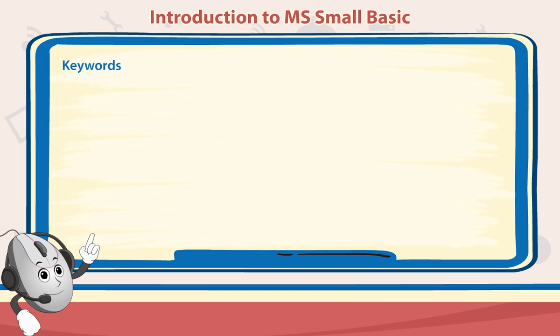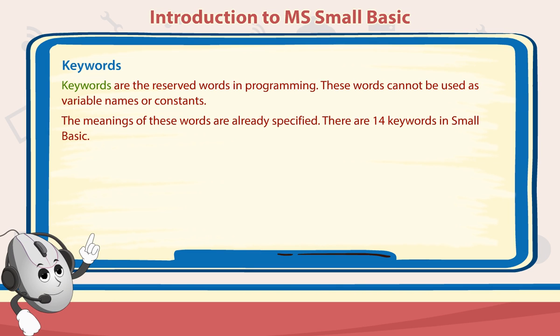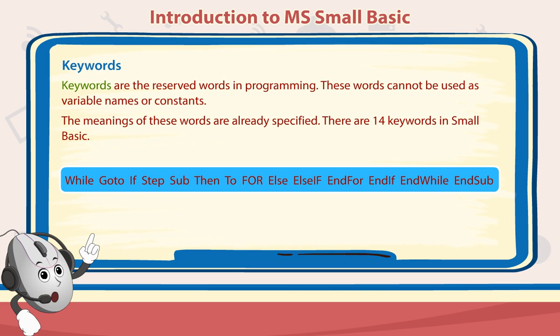False. Keywords. Keywords are the reserved words in programming. These words cannot be used as variable names or constants. The meanings of these words are already specified. There are 14 keywords in Small Basic: while, goto, if, step, sub, then, to, for, else, elseif, and, endfor, endif, endwhile, and endsub.